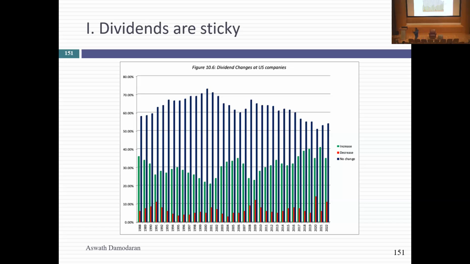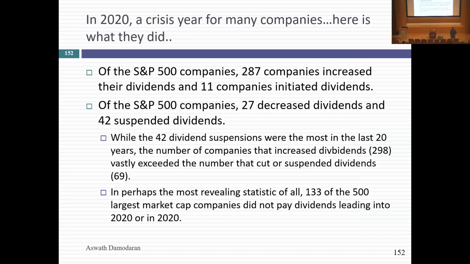Most companies don't change dividends. That's the sticky part. And if they change dividends, they're far more likely, almost 5 times more likely, to increase dividends than decrease dividends. Dividend increases vastly outnumber dividend decreases. But doesn't it depend on the year? To show you how sticky dividends are, remember that first quarter of 2020 where the global economy shut down and people were talking about default? It was a period where people were afraid, companies were afraid, and should have cut dividend policy, right?